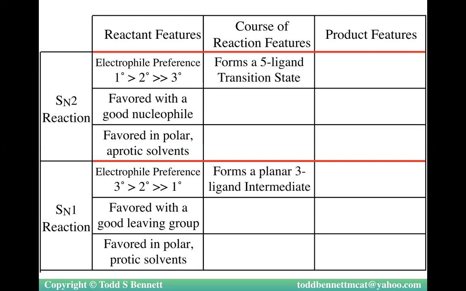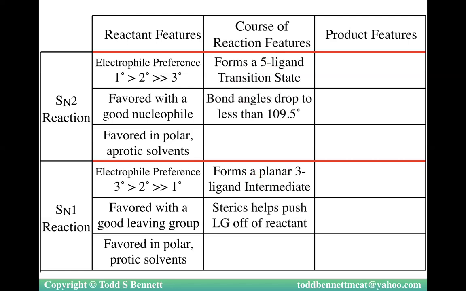Okay, during the middle of SN2, you have 5 things attached. Two are partially bonded, 3 are fully bonded. In SN1, you lose a group, so there are only 3 things left. You have a planar carbocation. Bond angle drops to less than 109.5. In SN2 it drops all the way down to 90 between the nucleophile and the 3 groups that are going to remain. And then in SN1, the crowdedness of bulky groups to begin with is going to start repelling one another and push it out to an sp2 or trigonal planar intermediate, so that sterics actually helps push the leaving group off.